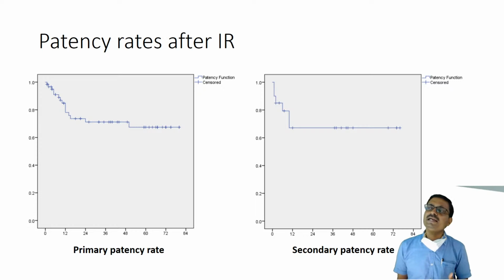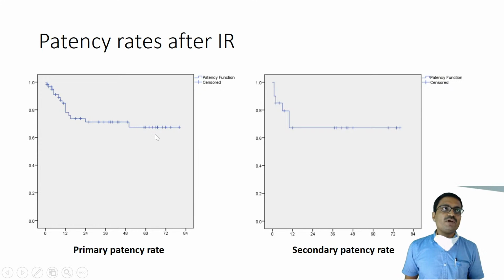Lastly, the patency rates. We could evaluate primary patency rates, that is, for the first procedure, and secondary patency rates for those patients who had a second procedure. We found that most of the recurrences occurred in the initial 12 to 18 months. After that, the patency rates are more or less stable in the range of 70%. So that's what we found in our study.